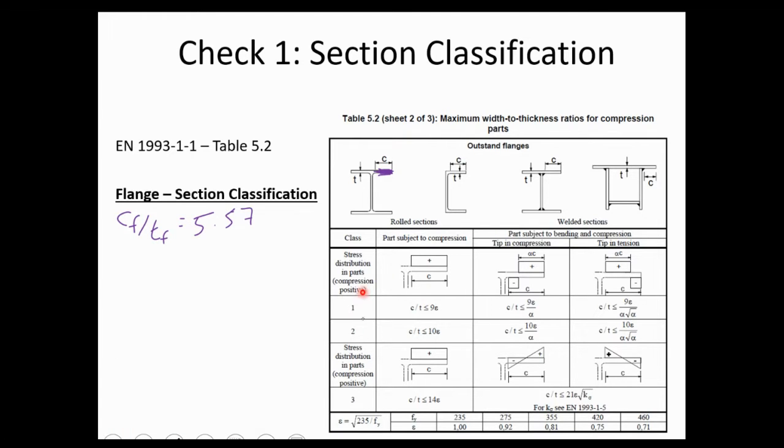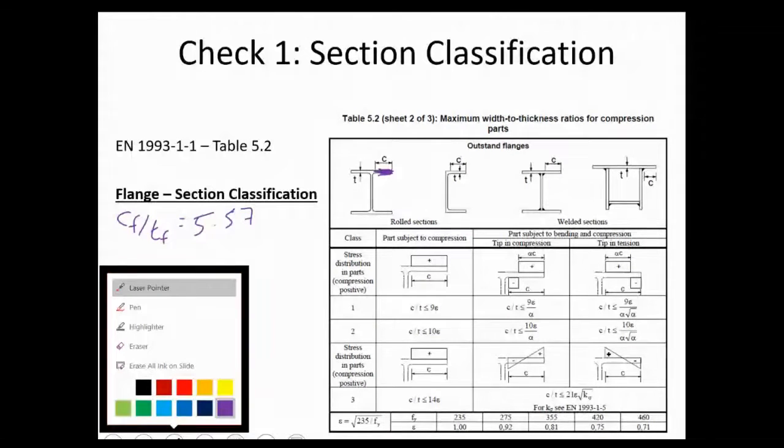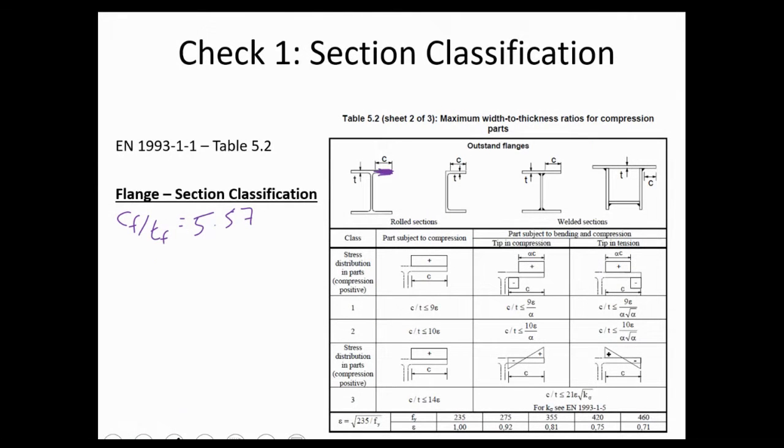Similar to the web, this is sheet 2 of 3 in table 5.3, where we have classification of sections. If it's subject to compression, which we have in this case, so the flange is under compression here, if the C over T ratio is less than 9 epsilon, then it's a class 1 section. If it's between 10 and 9, it's a class 2 section. Between 14 and 10, it's a class 3 section. And greater than 14, it's a class 4 section. Okay, so what have we got here?